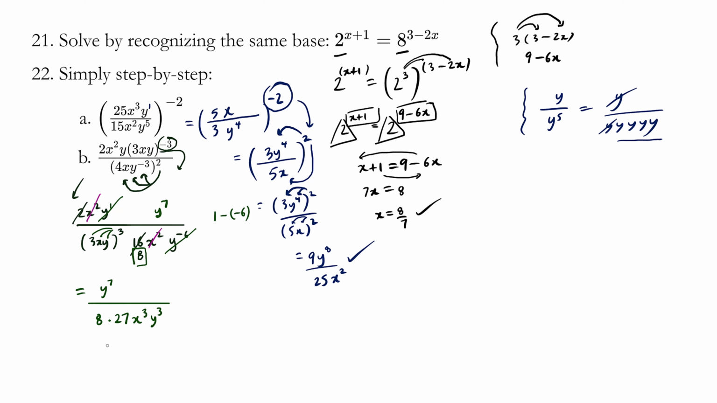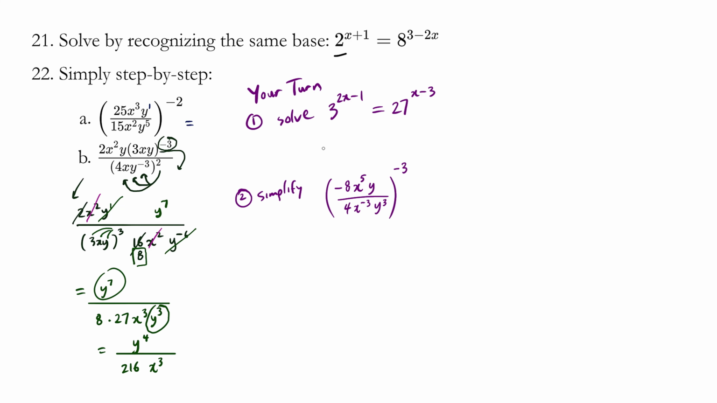So now we're almost done. y to the 7 and y to the 3, we subtract exponents, it becomes y to the 4. The x cubed remains on the bottom, and we simply have to multiply 8 times 27, which is 216.